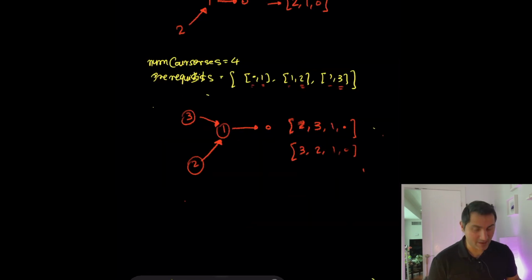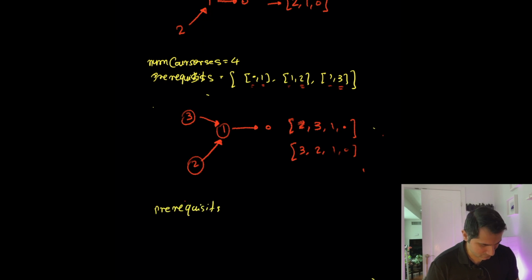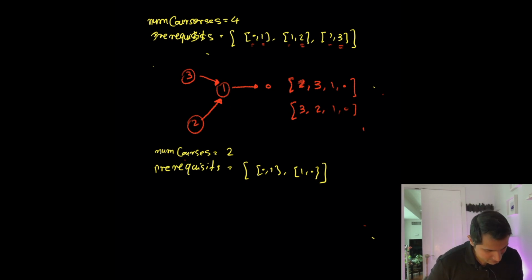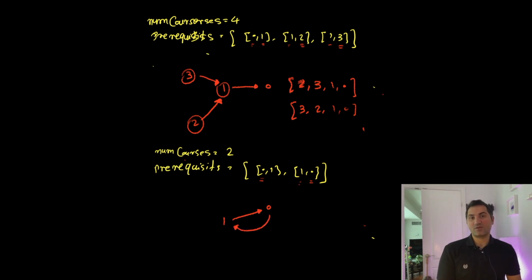Let's consider another example. What if the prerequisite is this? Let's say I have 2 courses. Construct the directed graph again. I have to take course 1 before I'm able to take course 0, and I have to take course 0 before I take course 1. Is it possible? It's like an egg and chicken problem.